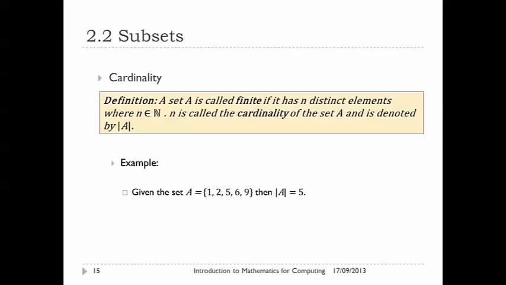We also looked earlier on at the idea of cardinality, and the idea of cardinality has to do with how many elements are in an actual set.